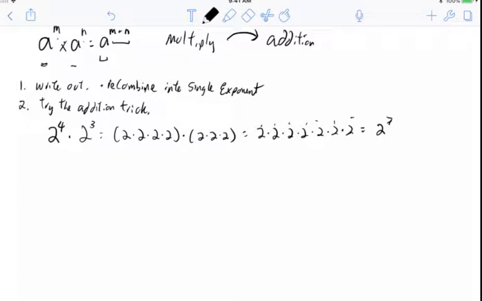Try this one. 2 to the 2 times 2 to the 5. And then 2 to the 4 times 3 to the 2. And then 2 to the 3 plus 2 to the 4. Try each of these. You can pause it, give it a go, so you can get your answer.